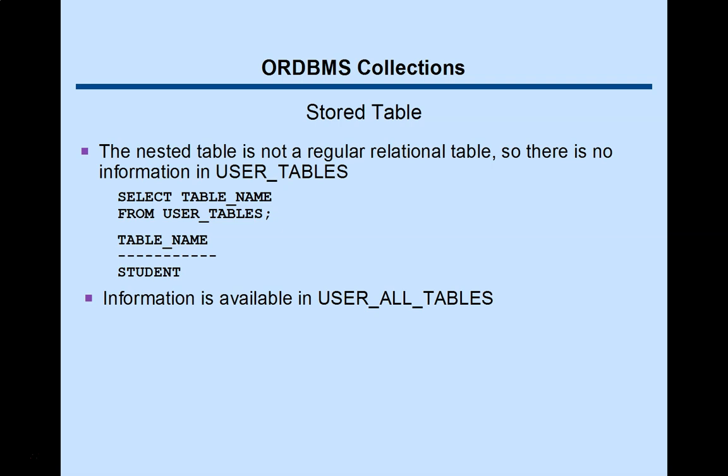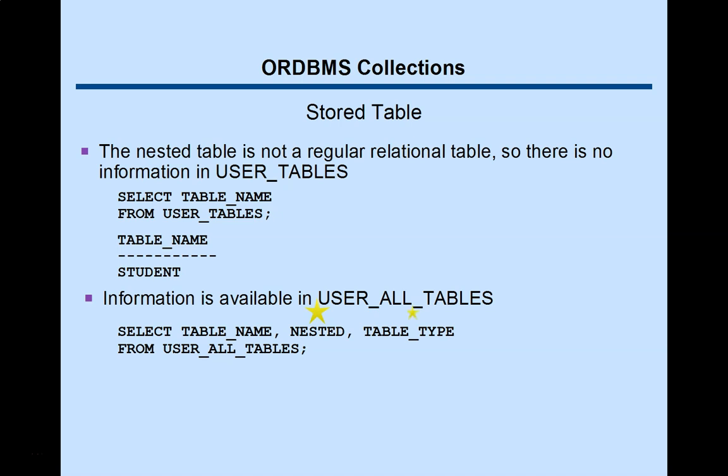Information is, however, available about the nested table by looking at the metadata from a different angle. If we examine user all tables, then we say, show me the tables. There happen to be a couple of additional columns here. There is a column to indicate whether the table that you're viewing is a nested table, and also the data type of that table. It's a collection of what?